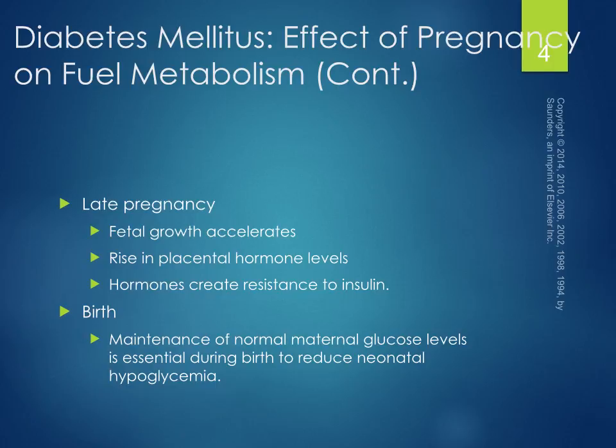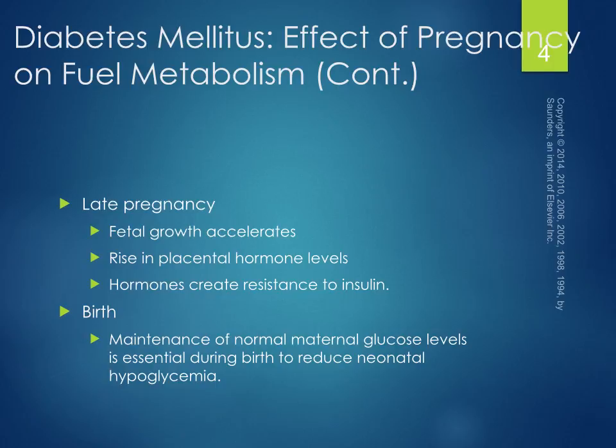Effects on late pregnancy. Fetal growth accelerates. So these babies can become large for gestational age due to that amount of glucose circulating in the bloodstream. There's a rise in placental hormone levels. Hormones create a resistance to insulin. So these patients who might not have required medication management in the past may require medication management at this time, and they might have fluctuations that are very different from their norm for their blood sugar levels.